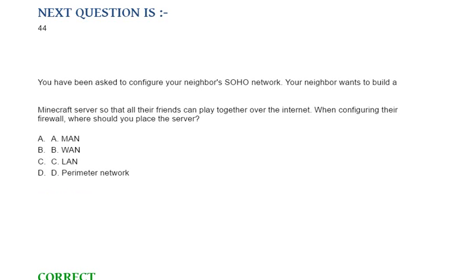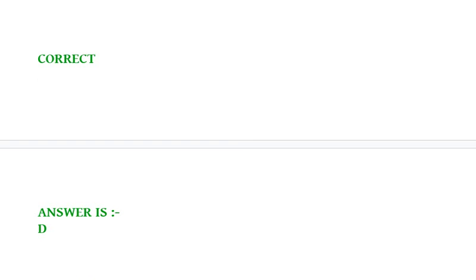Next question is, you have been asked to configure your neighbor's SOHO network. Your neighbor wants to build a Minecraft server so that all their friends can play together over the internet. When configuring their firewall, where should you place the server? Option A. MAN. Option B. WAN. Option C. LAN. Option D. Perimeter network. Correct answer is option D.